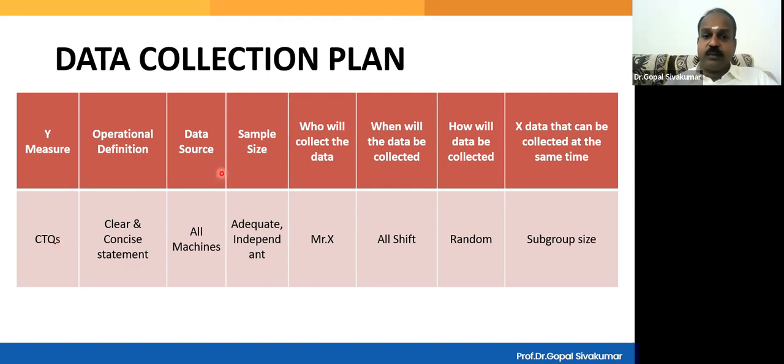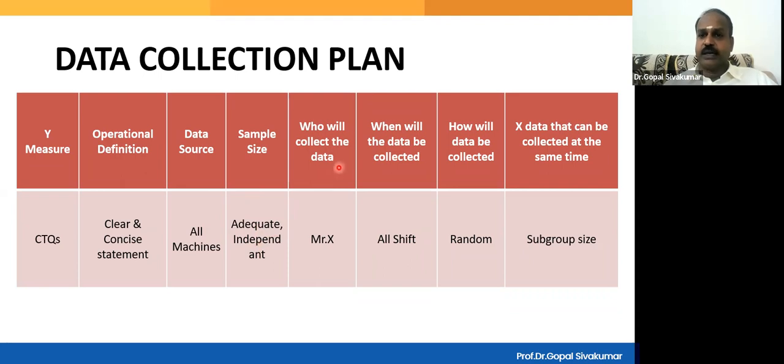And then where that data must be sourced from. You want to collect the data from all machineries, from all your lines, or any specific line from where you want to measure. So that instruction should come. That means the source of the sample. And then sample size. When I collect the data, what is the total amount of sample I should have? Let's say 100 samples in a day, right? And so the sample should be adequate and the sample should be independent.